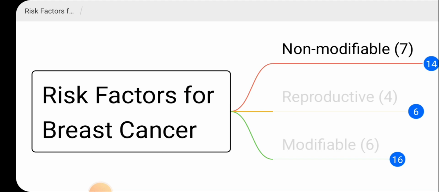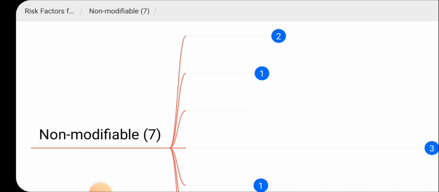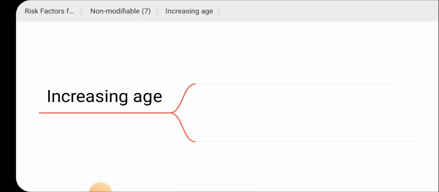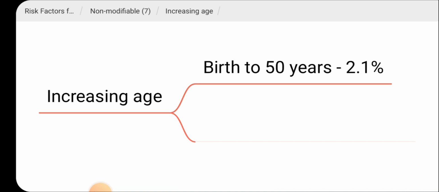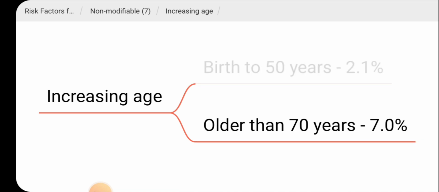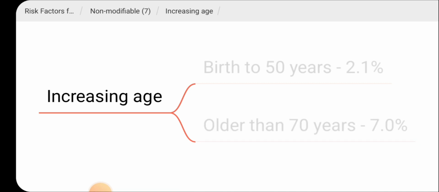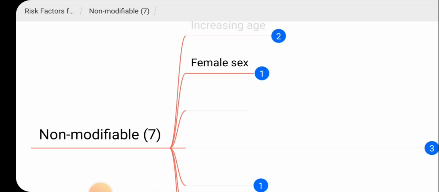So let's look at what are the non-modifiable risk factors for breast cancer. The first one is increasing age. In women, from birth to 50 years, the risk of breast cancer is 2.1%. Those older than 70 years, the risk of breast cancer is 7.0%. So you can understand that with increasing age, the risk of breast cancer has increased. So, increasing age is a risk factor.